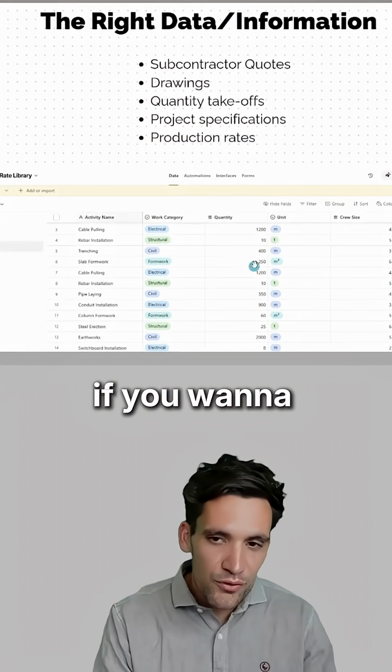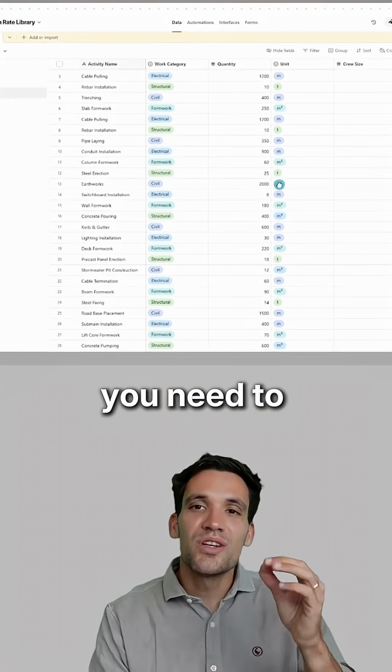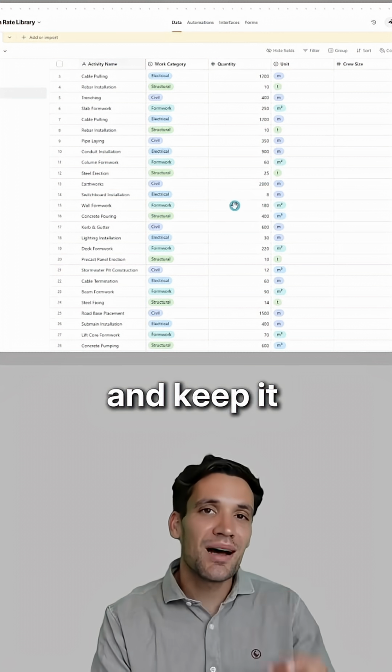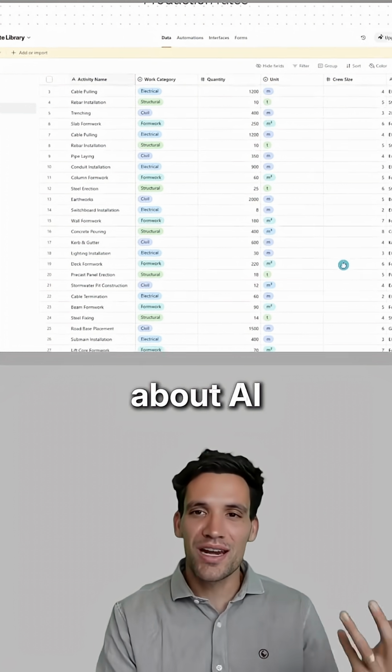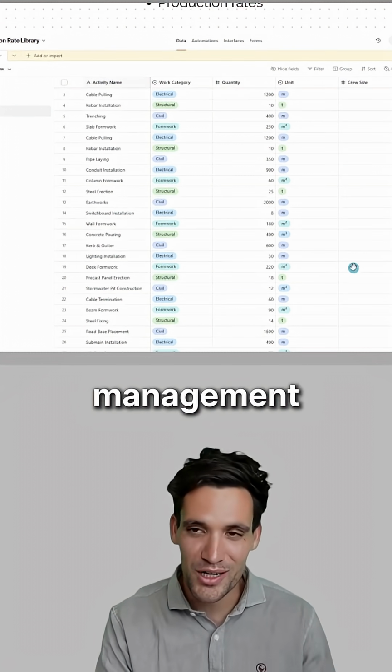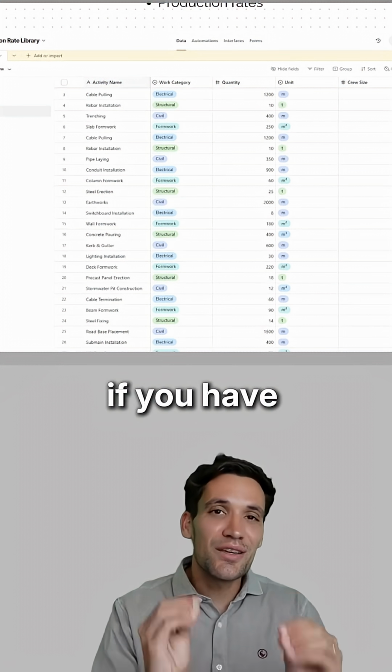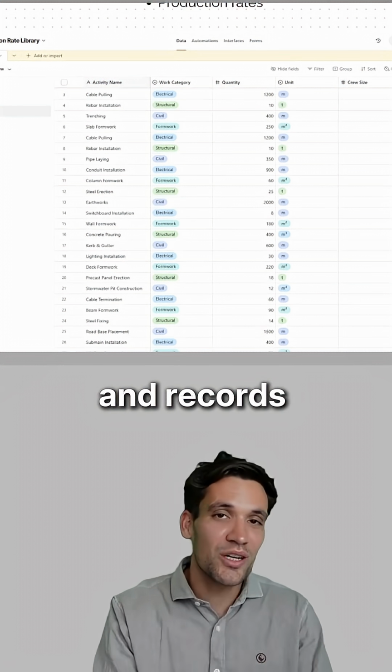So if you want to get the most out of AI models, you need to structure and collect your data and keep it up to date. I actually don't think this is a comment about AI. This is a comment about construction management in general. You will be a better construction manager or construction contractor if you have good documents and records and data.